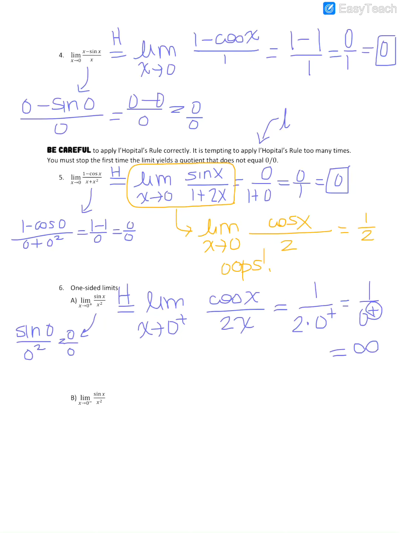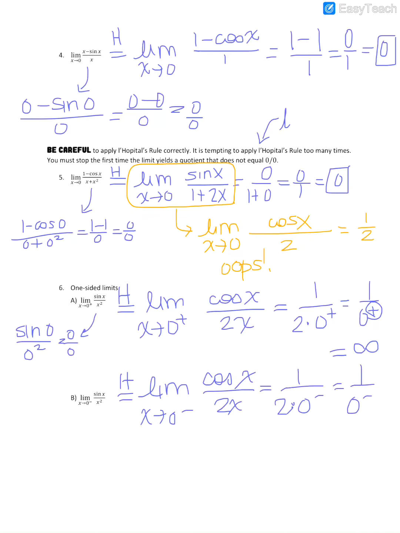All right, let's look at B. B is going to be the same thing, okay? We're going to do L'Hopital's. We're going to do our limit as x approaches 0 from the left, cosine x over 2x, derivative of that, okay? And so at that point, we're still going to get the 1 on the top. On the bottom, we're going to have 0 minus. So that gives us 1 over 0 minus. And the difference is that on this one, since our 0 is slightly negative, we're going to get negative infinity.